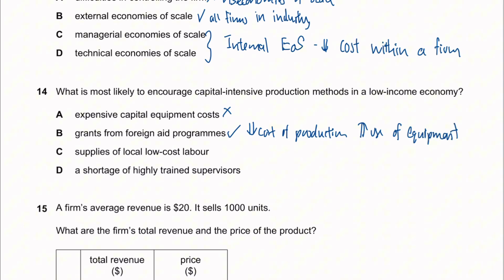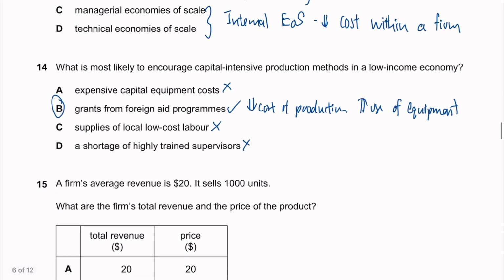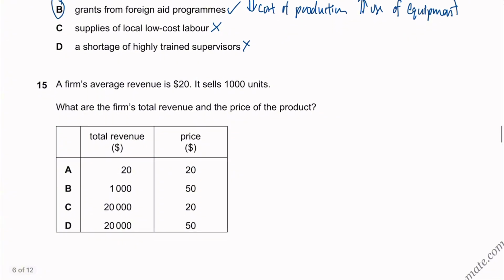C. Supplies of local low-cost labor. No. Again, because if the labor is very cheap, the producers will use labor instead of capital equipment. D. A shortage of highly trained supervisors. No, this is not relevant. Okay, 14 is B.